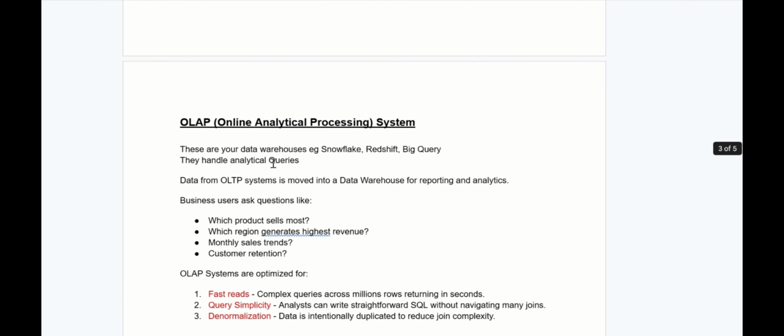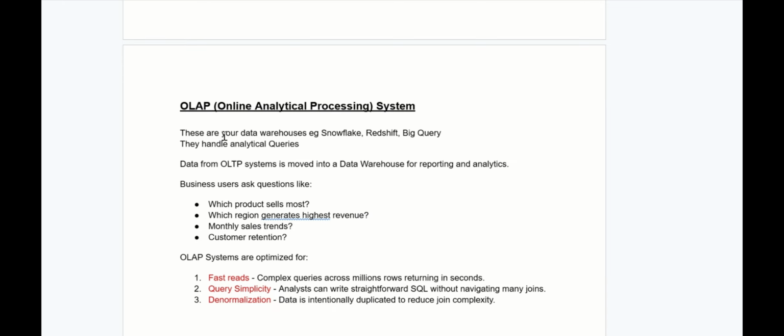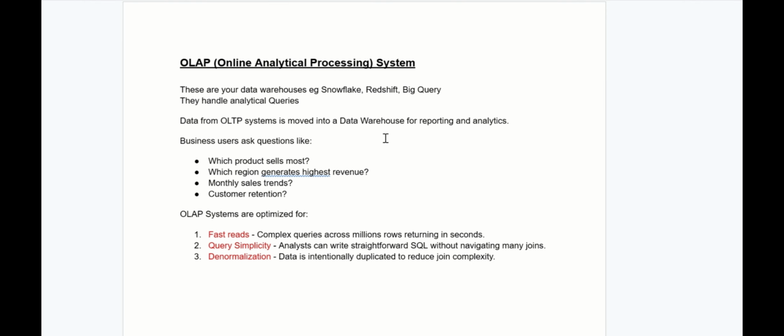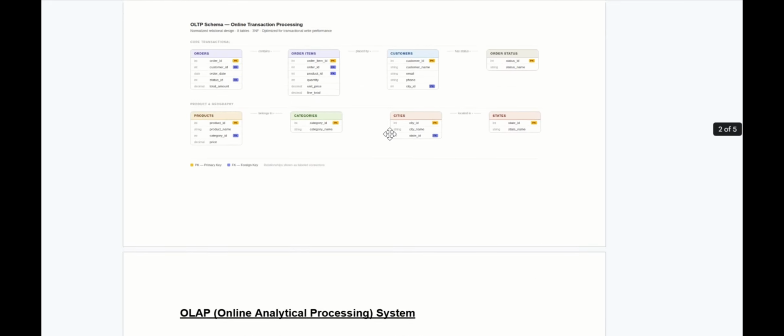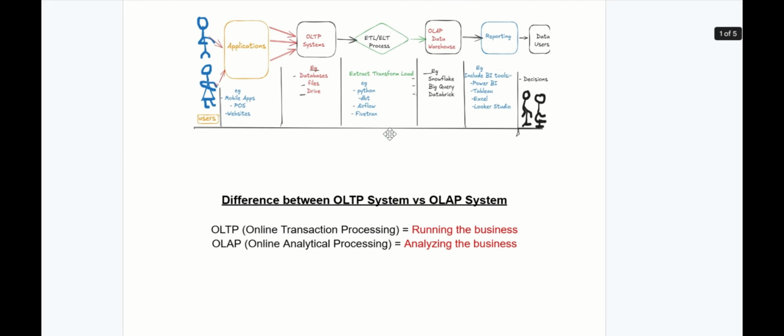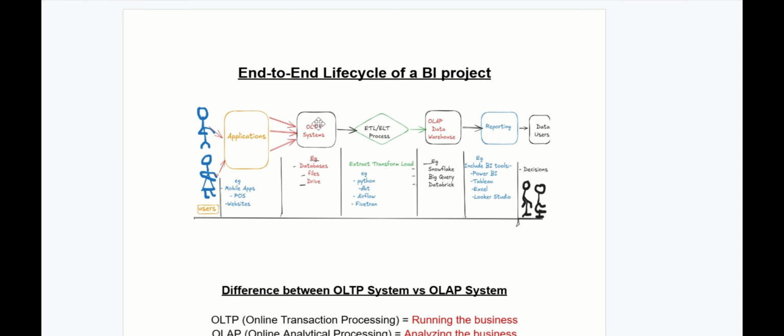And then we have OLAP, the online analytical processing system. These are your data warehouses. Examples include Redshift, Snowflake, BigQuery, and so on. They handle analytical queries. The data from the OLTP system is moved into the data warehouse.